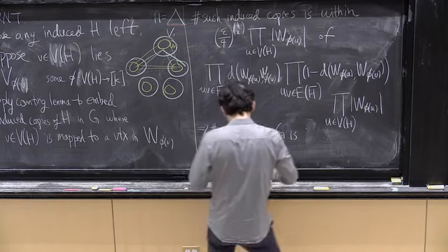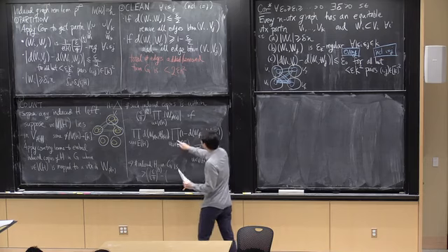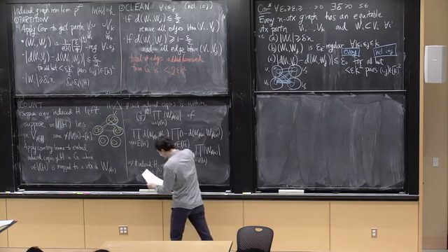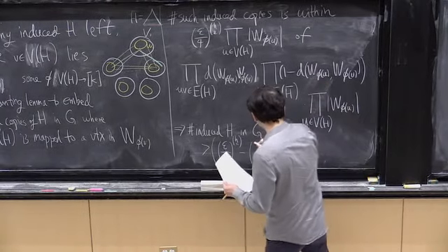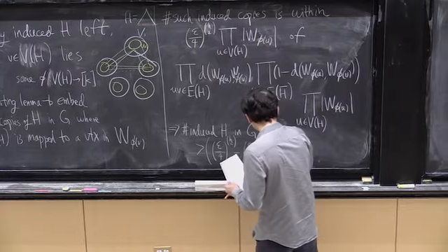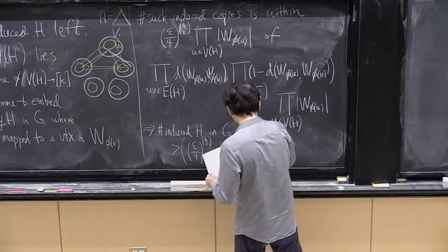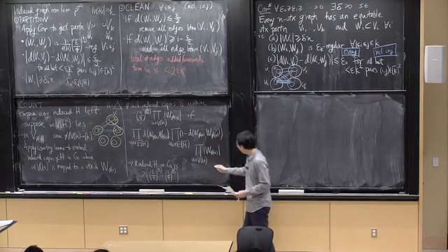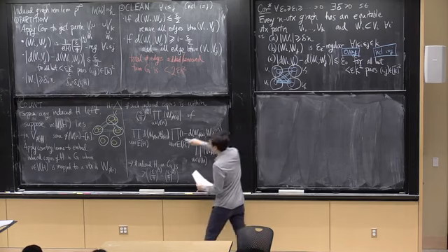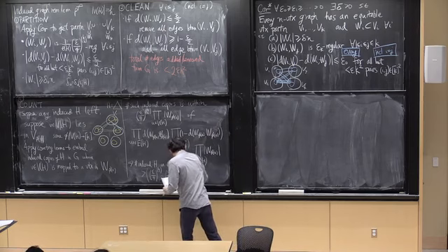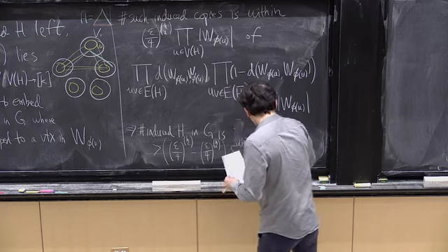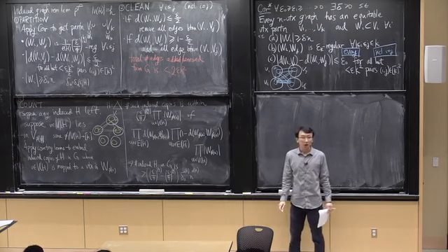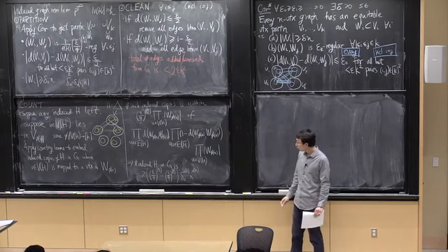All of these are constants minus, so here is the main term and then the error term. And then the product of these vertex set sizes, and we saw that each vertex set is not too small. Okay, so you have lots of induced copies of H in G.